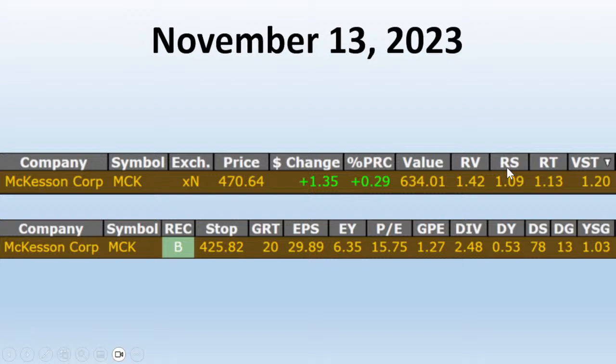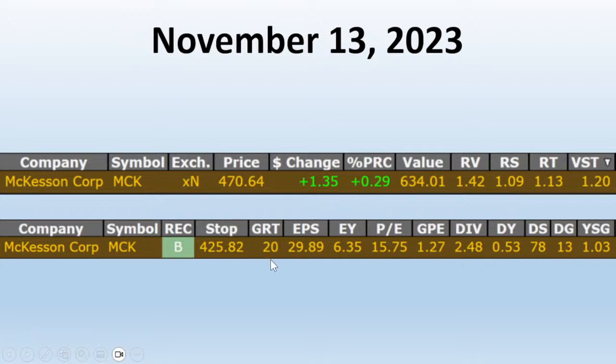So I know that McKesson Corp relative value is the upside potential over the next 1 to 3 years, and relative safety is an indicator of risk. I know by a 1.42 score that this stock has tremendous upside value over the next 1 to 3 years. And I know it's a rather safe investment because it's got an RS score of 1.09.